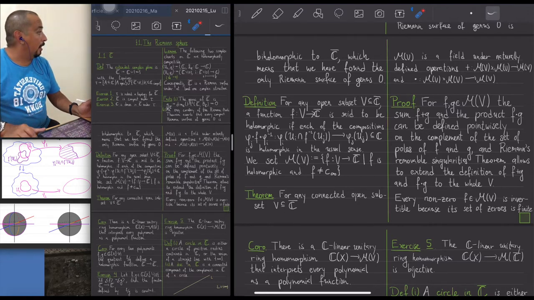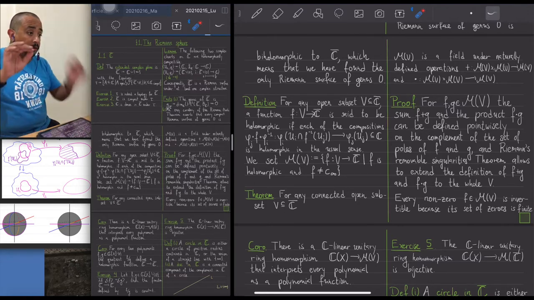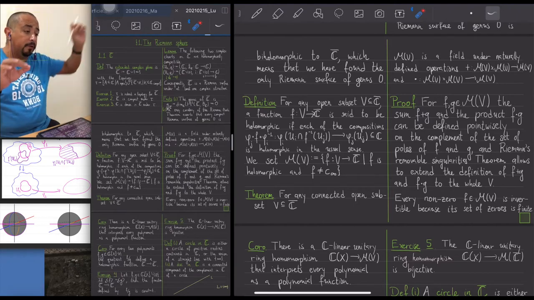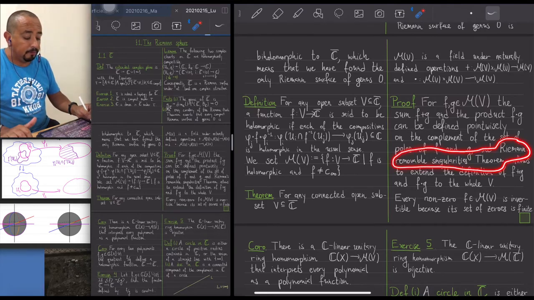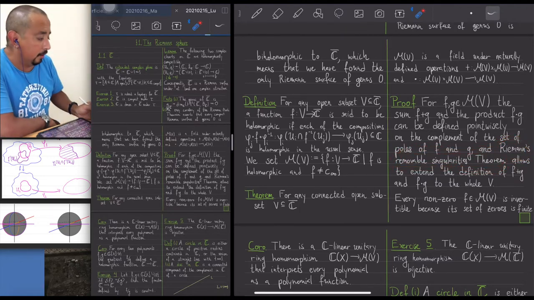And then to define it in the remaining points, one actually uses a famous theorem of Riemann, namely Riemann's removable singularities theorem. And then we are done.